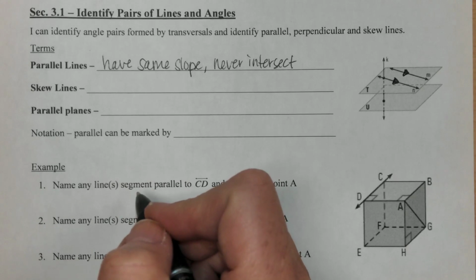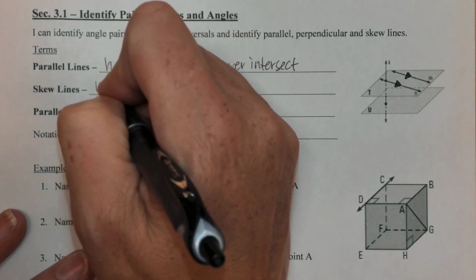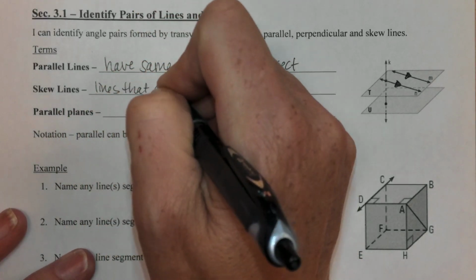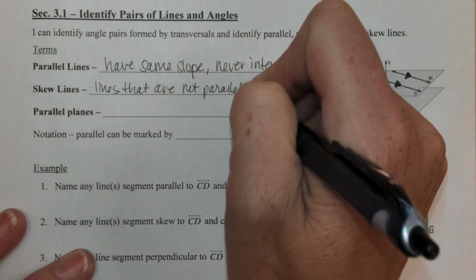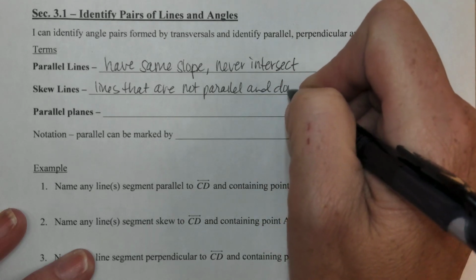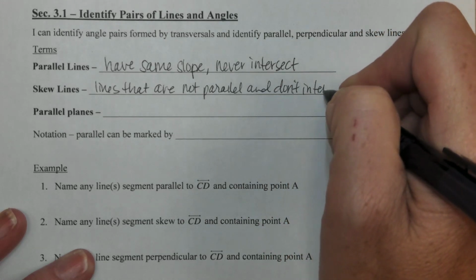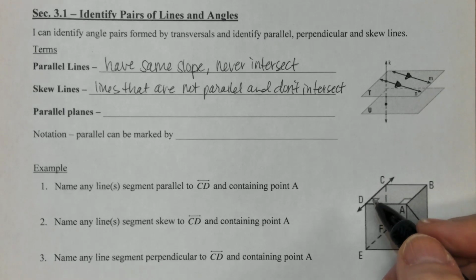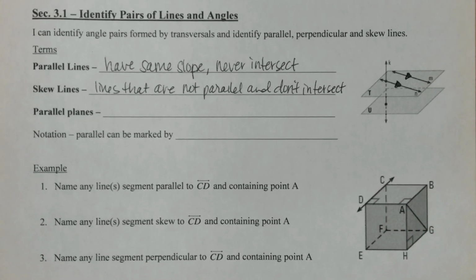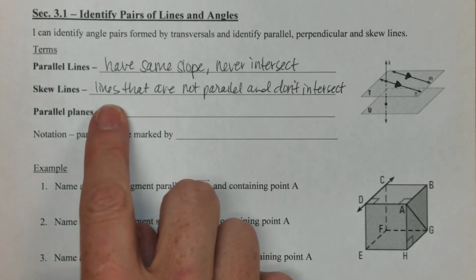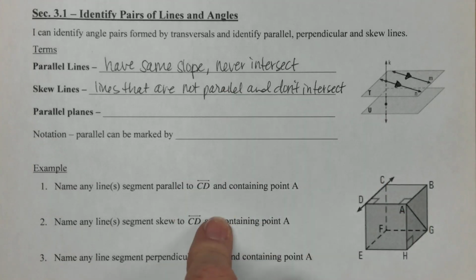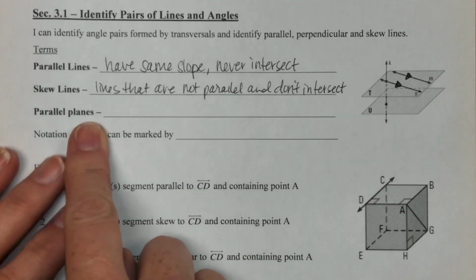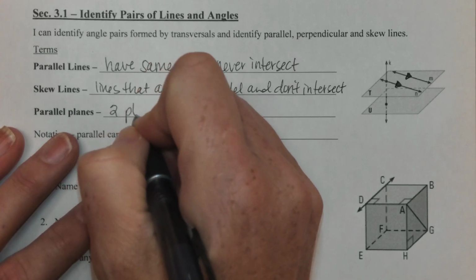Skew lines, that's a new word for you. These are lines that are not parallel and don't touch. So typically we've only talked about parallel and perpendicular. So either parallel, don't touch, or perpendicular, they do, and they make a 90. So skew now would be ones that don't intersect at all, but they're not parallel. And I'll give you an example of that. And then we've got parallel planes. So these are two planes that do not intersect.